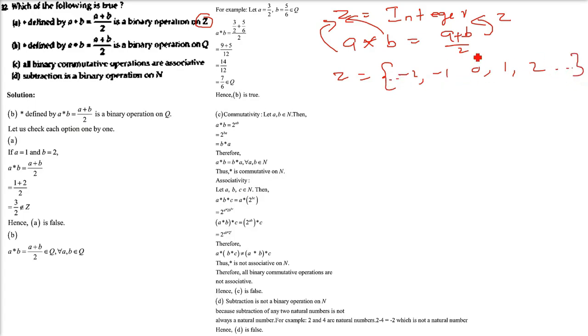Now rather than proving it, let us take some values. Take A as 1, B as 2. What do we get? A plus B by 2 is 1 plus 2 by 2, that is 3 by 2. And this 3 by 2 does not belong to Z.